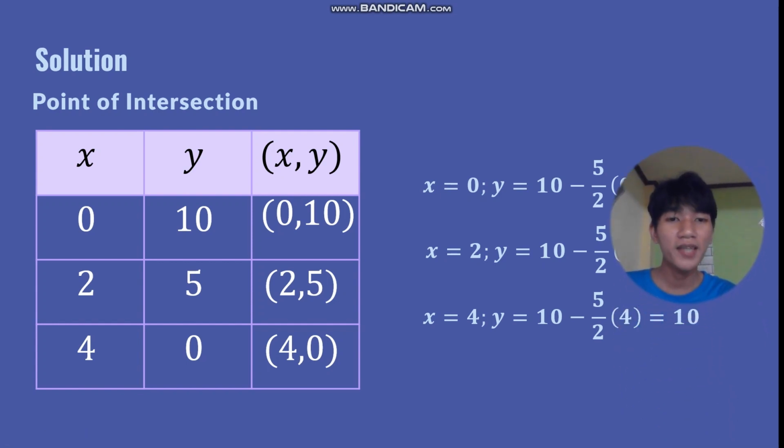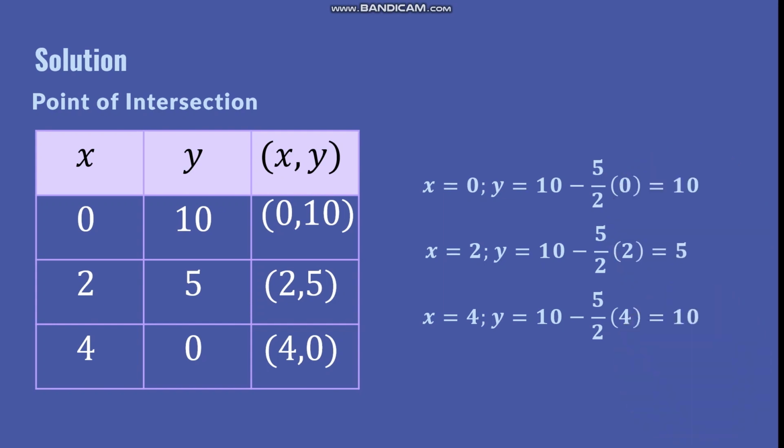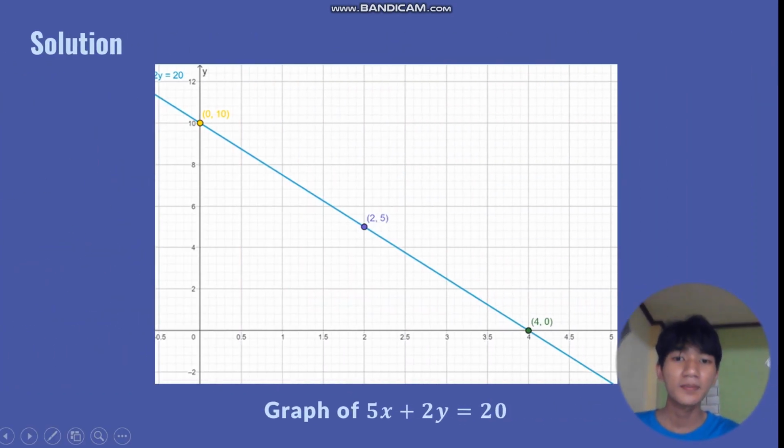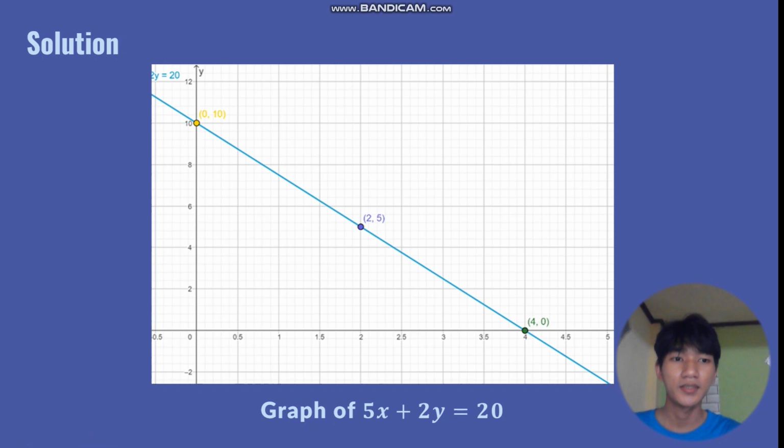If x is 4, y is 10 minus 5/2 times 4, and we have the value of y is 0. Okay, this is the graph of 5x plus 2y is 20.